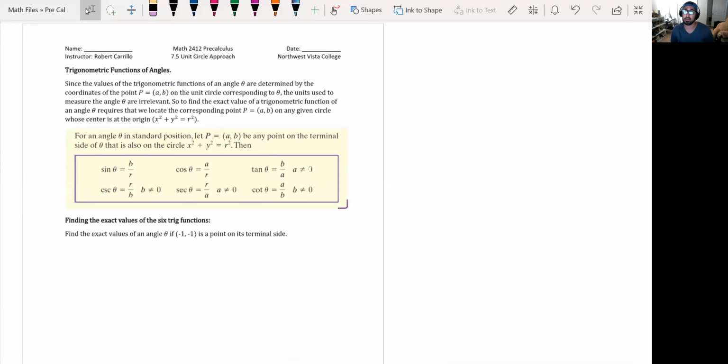Trigonometric functions of any angle. So this says that, what do we have? Values of the trigonometric functions of an angle are determined by the coordinates of the point P, (a, b), on the unit circle corresponding to theta. The units used to measure the angle theta are irrelevant. Well, that's fun. So to find the exact value of a trig function of an angle theta requires that we locate the corresponding point on a given circle whose center is at the origin.